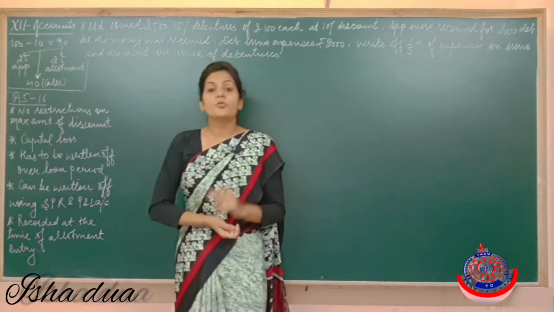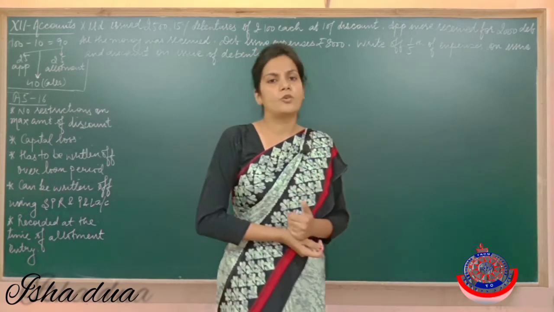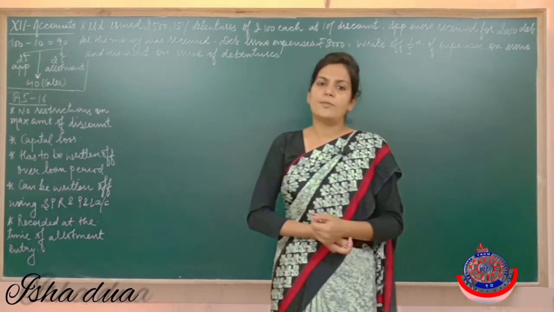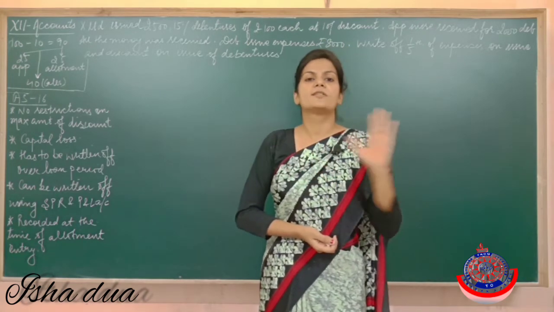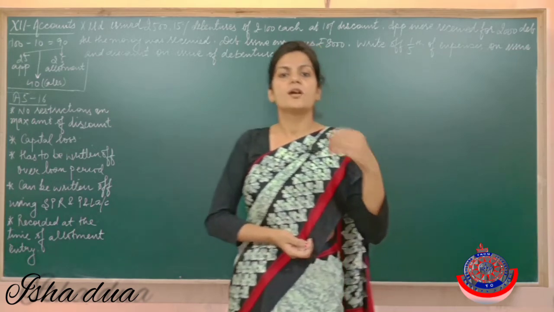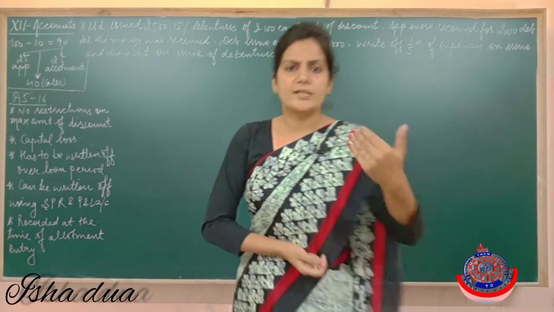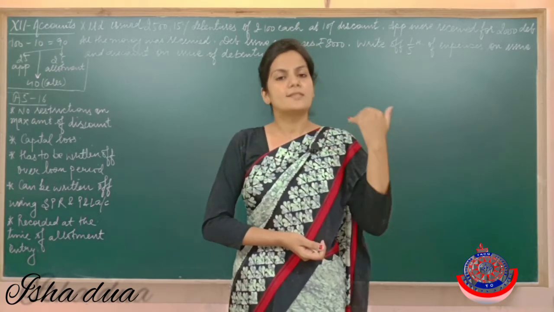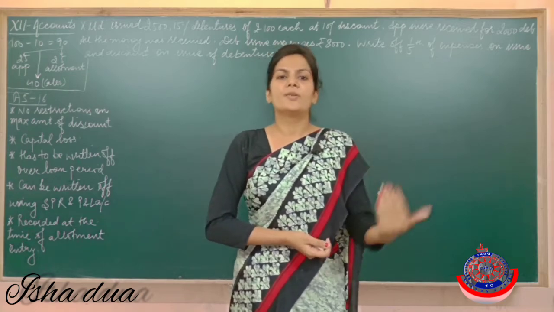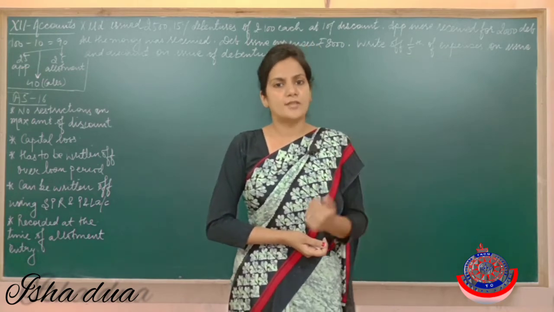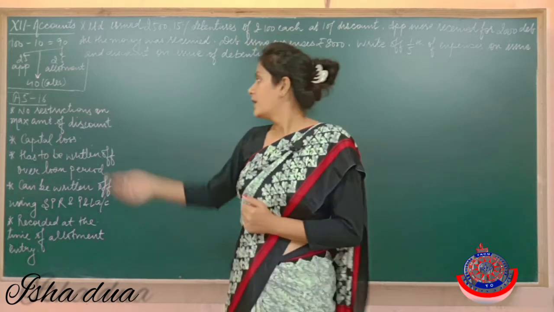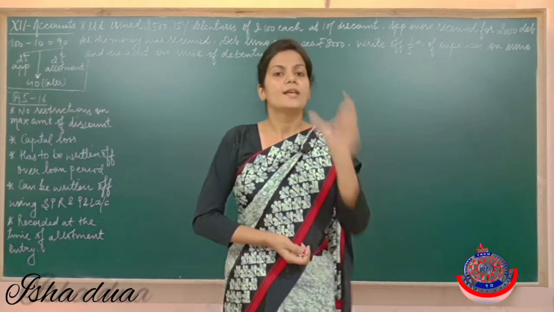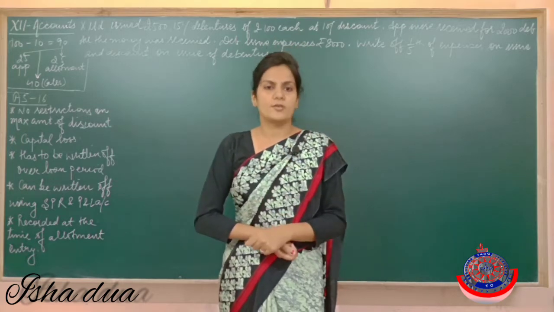Secondly, there is no restriction on the maximum amount of discount. It means a company can give any amount of discount to the debenture holders. There are no restrictions that we can't give maximum discount, or that we have to give a maximum discount of rupees 10 only, 20 only. That way there are no restrictions. It depends upon the company's discretion how much discount a company would like to give. Then thirdly, whenever we issue debentures at discount, this discount is a capital loss for us.